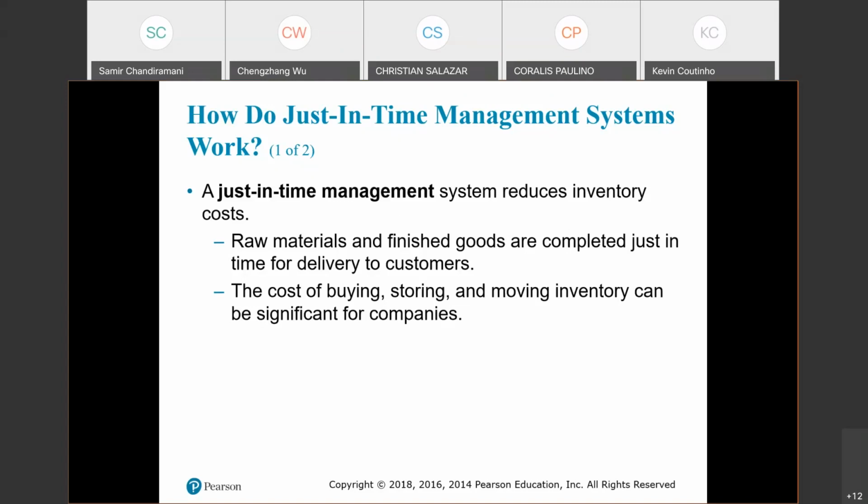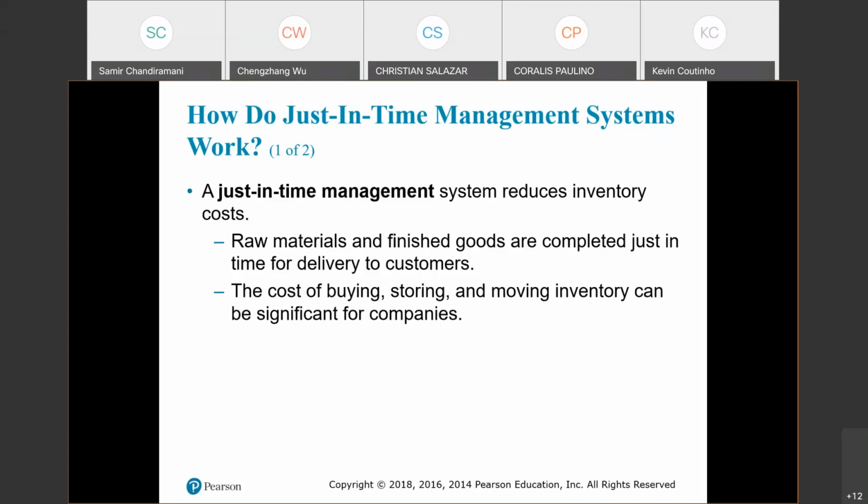This reduces the company's cost to store and insure inventory. It also allows the company to minimize the resources it has invested in raw material and finished goods inventory. Lastly, because inventories are low, the risk of inventory becoming obsolete or unsaleable is very small.